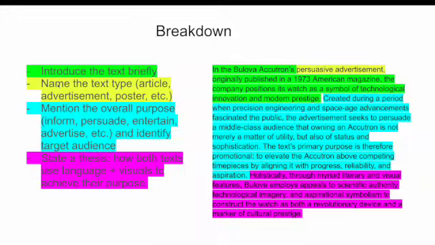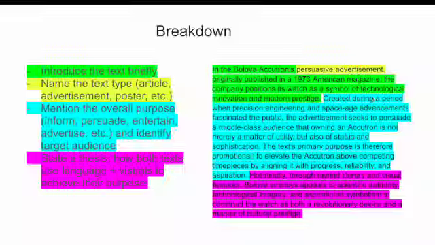Next, we need to look for the text type. Right here in yellow, it identifies the text type as a persuasive advertisement. So that's very important, and it flags to the examiner that you know exactly what the text is about and you understand the conventions of that text type. Next, we're looking at the overall purpose of the advertisement here and identifying the target audience. So in this blue section, we look at the overall purpose.